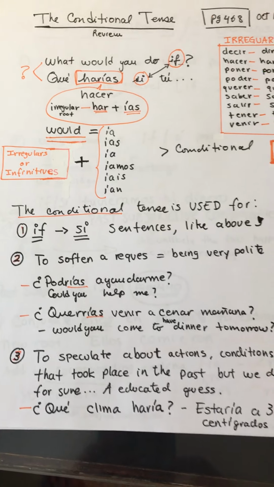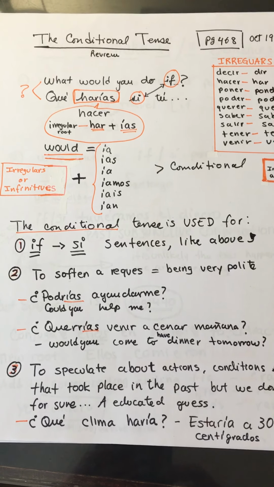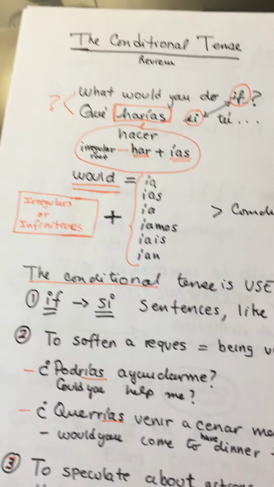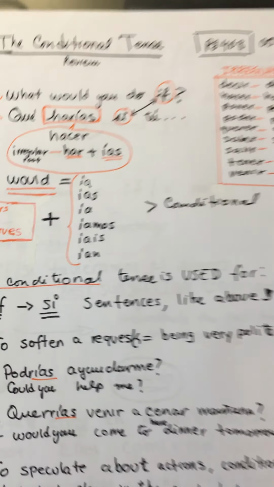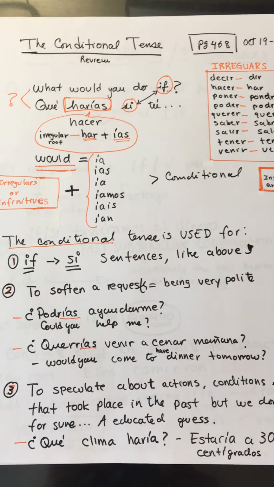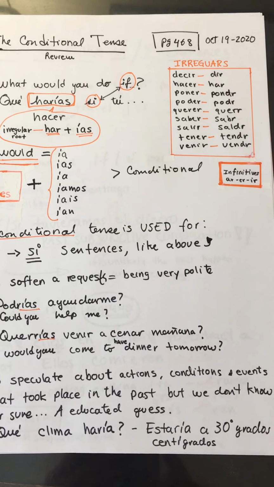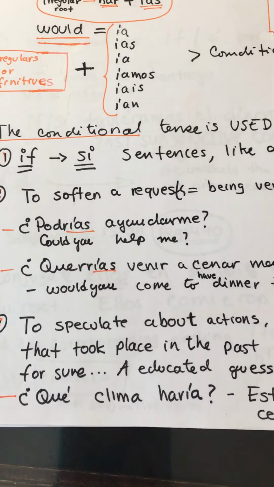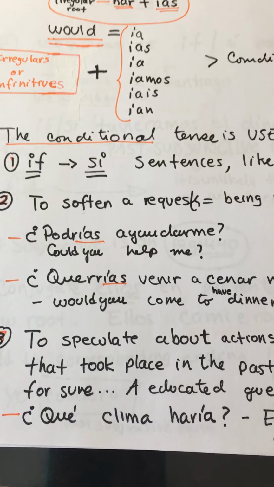Let's continue. So the conditional tense is used for if sentences, to soften requests. Oh, I missed a T over there. Hold on, I'm gonna write it down. Requests. Okay, now it's better. To soften a request and be very polite. That means that you're being very, very polite. Like, ¿podrías ayudarme? Could you help me?